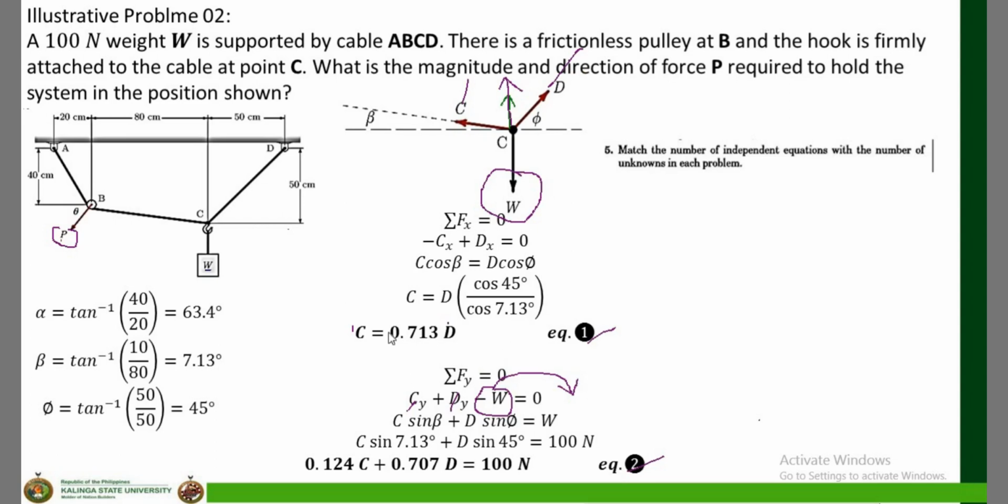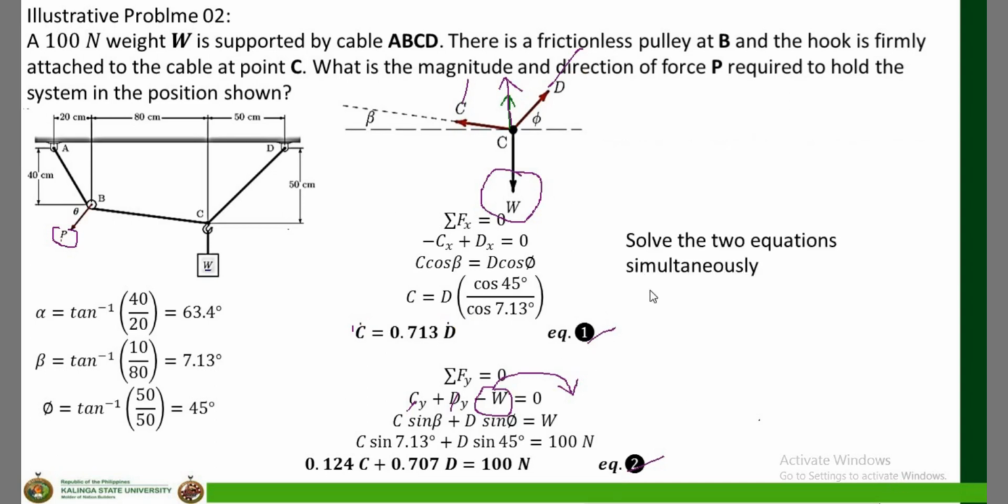So, first thing, we have to solve first for the value of C and D. Now, using these two equations simultaneously, solve these two equations simultaneously, these are the values. C is equal to 89.5 newtons and D is equal to 125.7 newtons.